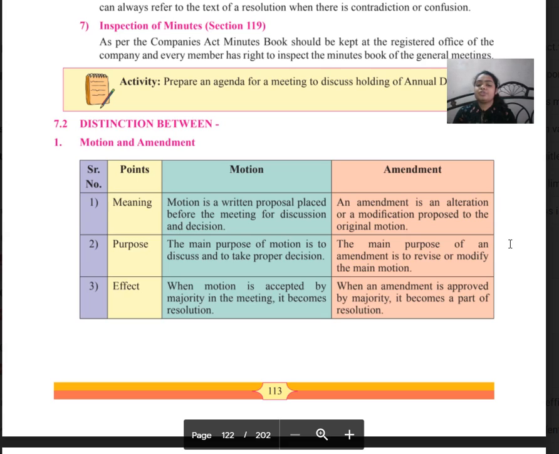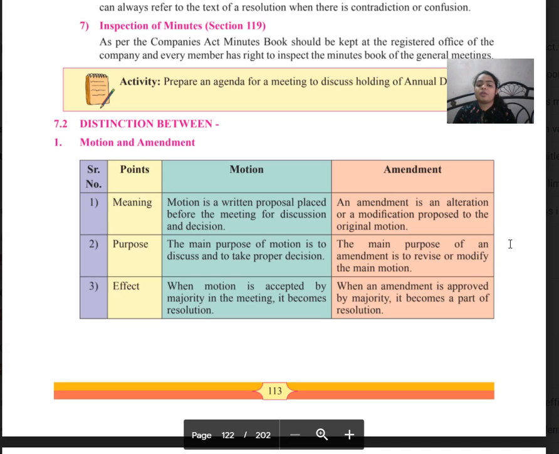So, motion is a written proposal which is placed before the meeting for discussion and decision. Then, amendment is an alteration. Amendment means, in short, we are making changes. Purpose: the main purpose of motion is to discuss and to take proper decision. The main purpose of an amendment is to revise or modify the main motion.